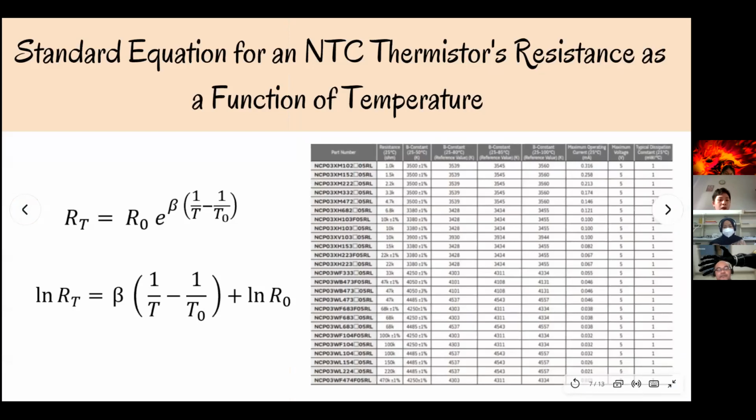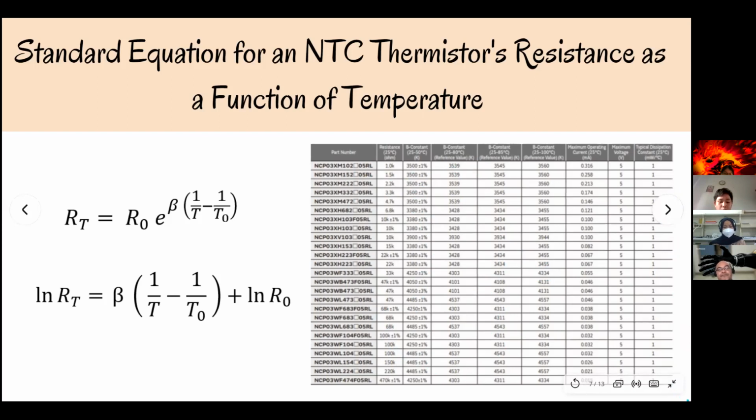The second equation that we are using is the standard equation for an NTC thermistor resistance. The equation is shown in the slide. Beta is obtained from the NTC datasheet. The beta is constant and each NTC has a different value of beta. For now, our beta cannot be obtained because we are still discussing what NTC we are going to use. What type of NTC are we going to use? Next.